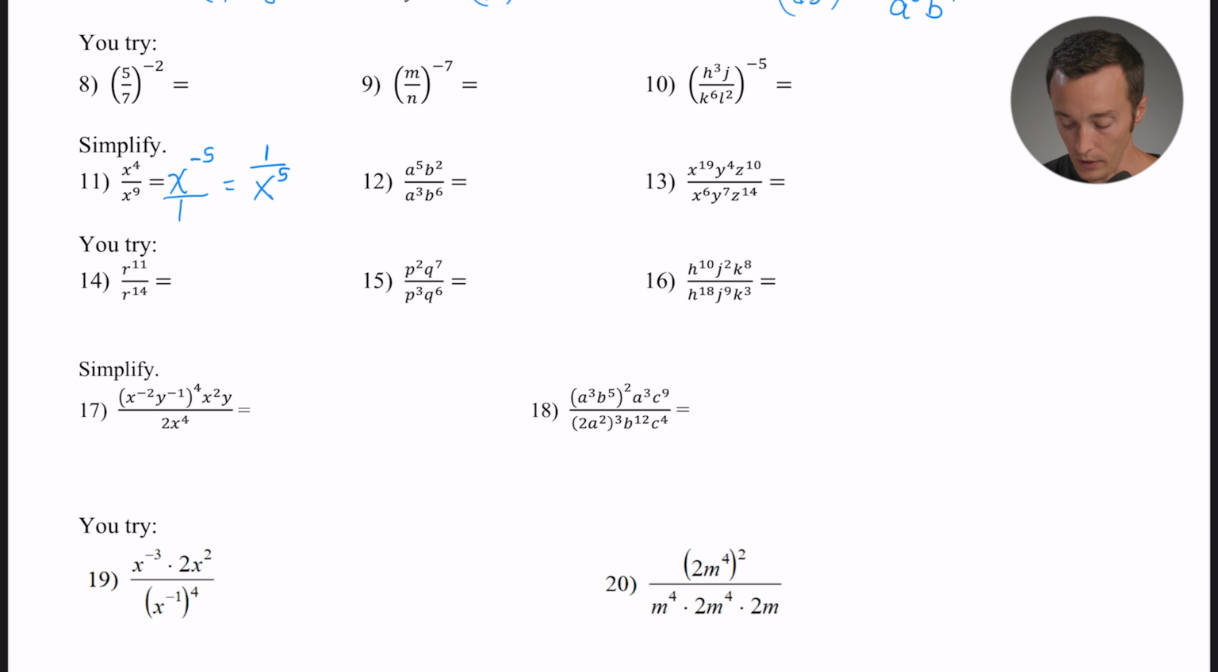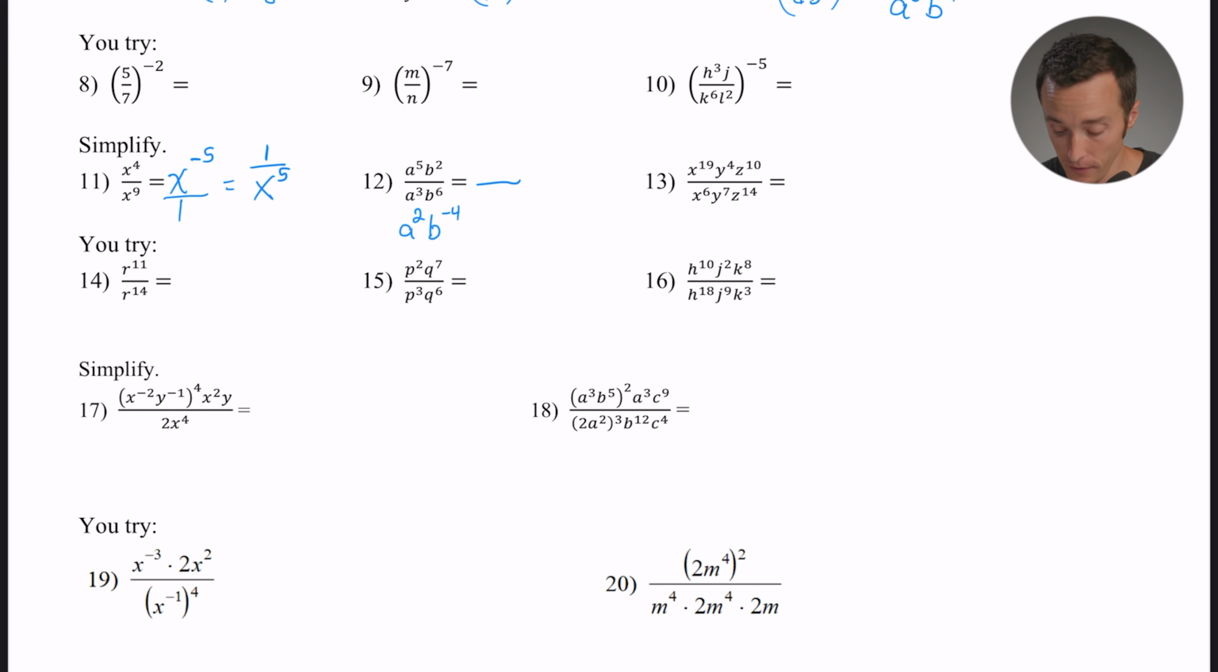Okay, let's keep moving. How would I handle something like number 12? Well, I've got a's and b's. So let's just kind of do some thinking here. A to the fifth over a to the third. Remember, keep the base, subtract the exponents. So 5 minus 3 is going to be 2. B to the second over b to the sixth is going to be b to the negative fourth, right?